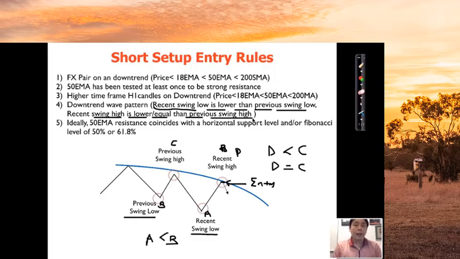All right. Next, ideally, we also want to ensure that the 50 moving average resistance here coincides with a horizontal support or resistance level, and or a Fibonacci level of 50% or 61.8%. So this should be a resistance level. Again, what do I mean? Let me illustrate with a drawing. So we see it on a downtrend like so.